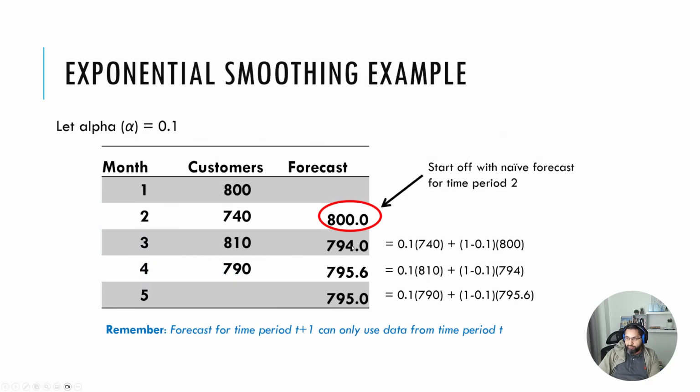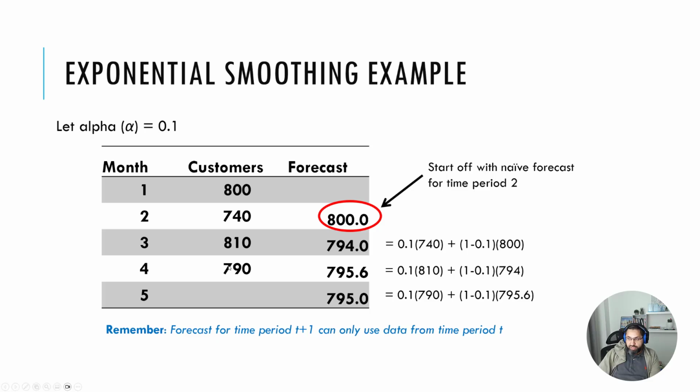The way I get F3 is I say F3 equals alpha times D2, which is 740, plus 1 minus alpha times F2, which is 800. I calculate this and I get 794.0, which becomes F3. Now to get F4, I'm going to use D3 and F3. Alpha times D3 plus 1 minus alpha times F3, which is 794, and I get 795.6.